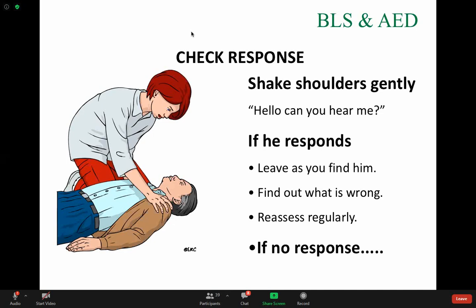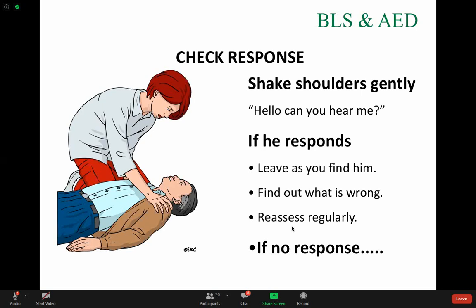just leave him as you find him and call the emergency response, and find out what is wrong with the patient, what's happening with him. He may tell you, oh, I have diabetes, I need my injection. Oh, I have headache, I need to go to the hospital, I have my medication at home. So you can ask him and he will respond and tell you what is the problem.